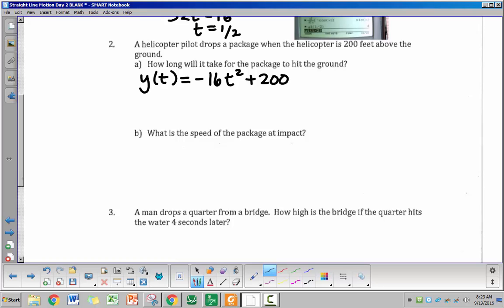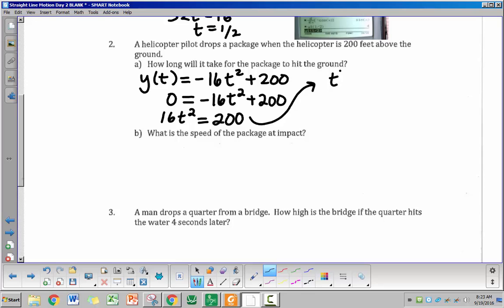All right, so how long will it take for the package to hit the ground? Long is the signal that we're solving for time, and the ground's position is 0. So we'll set our position function equal to 0, and we'll get negative 16t squared plus 200. Then 16t squared equals 200, so t squared equals 200 over 16. So t equals plus or minus 10 root 2 over 4, which is 5 root 2 over 2.